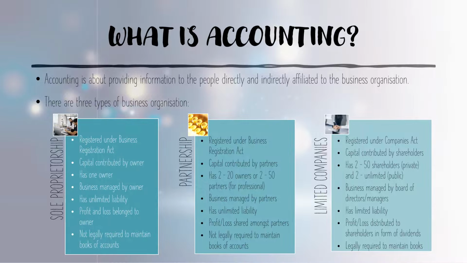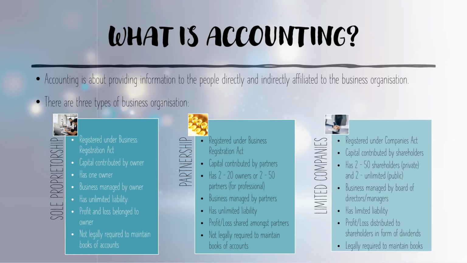We begin by answering the question, what is accounting? So basically, accounting is about providing information to the people directly and indirectly affiliated to the business organization. So what kind of information do we want to provide to the people? It is usually financial information regarding the profit or loss or the financial position, whether the company has a lot of assets or a lot of liabilities at a certain point of time.